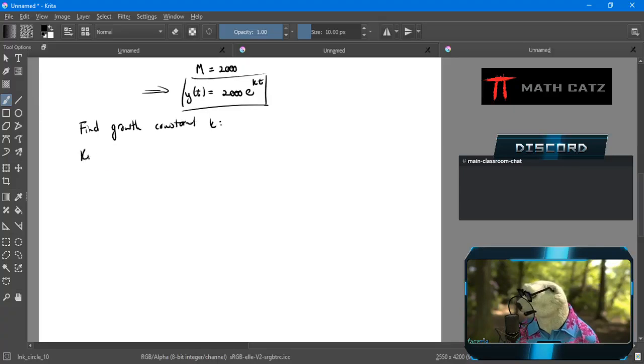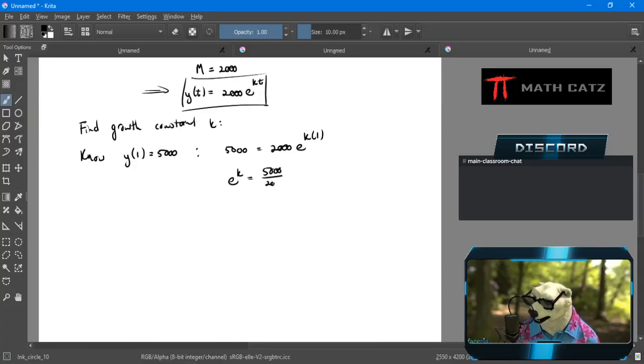So what do we know? That y at 1 hour is 5,000. I can use that, plug it into my function to get a value for k. So e to the k is 5,000 over 2,000, or 2.5 if you want to simplify it now. So k is natural log of 2.5.